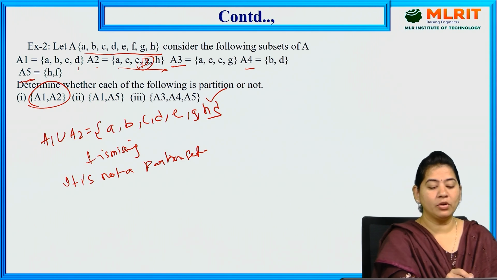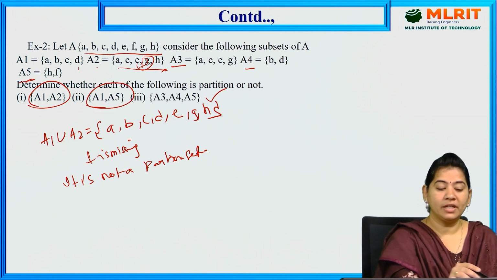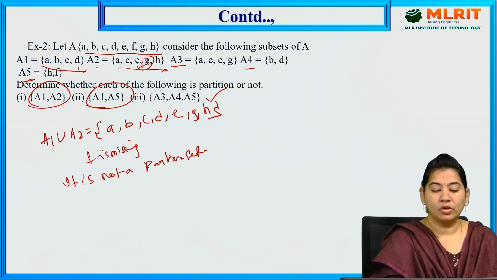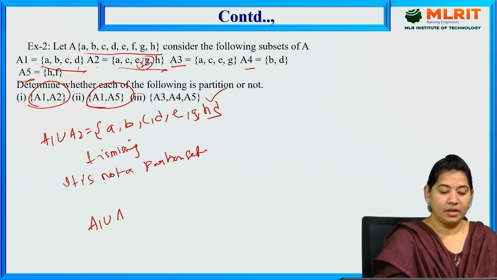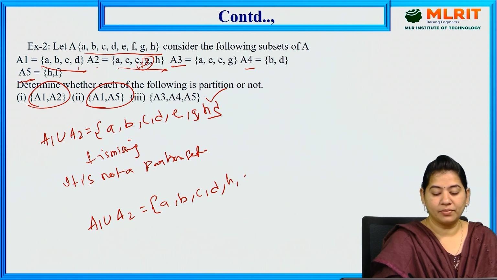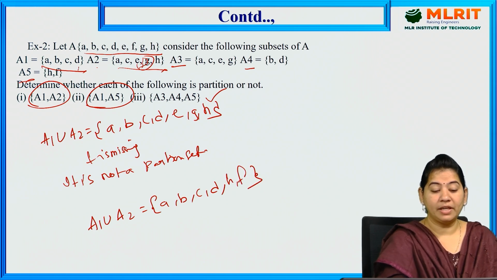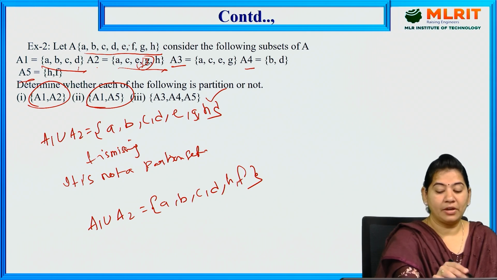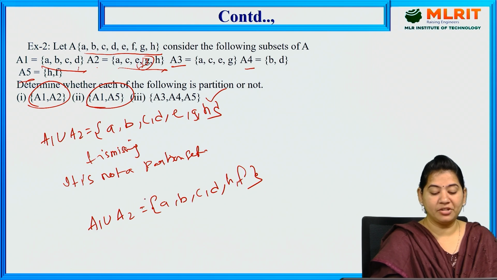In the same way, if you go for A1, A5, what is A1? {A, B, C, D}. What is A5 here? {H, F}. So A1 union A5 is {A, B, C, D, H, F}. Even here, E and G are not there, only F and H are there. This is also not a partition set, as it is not equal to the original set.